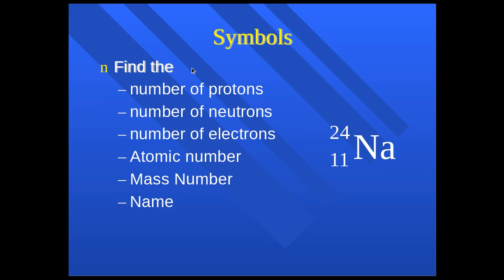So let's just find our protons, neutrons, and electrons. 11 protons, 11 electrons, because atoms and isotopes are still neutral. 24 minus 11 gives me 13 neutrons. My atomic number is 11, my mass number is 24, and this would be sodium 24. That's it. Nothing terribly big as far as what isotopes are.